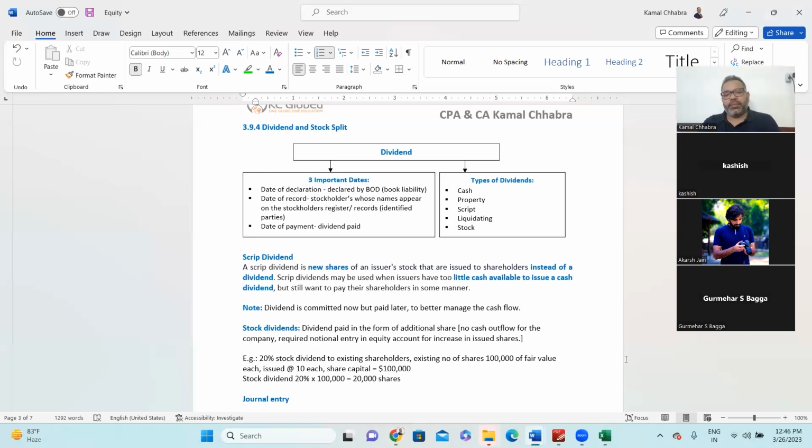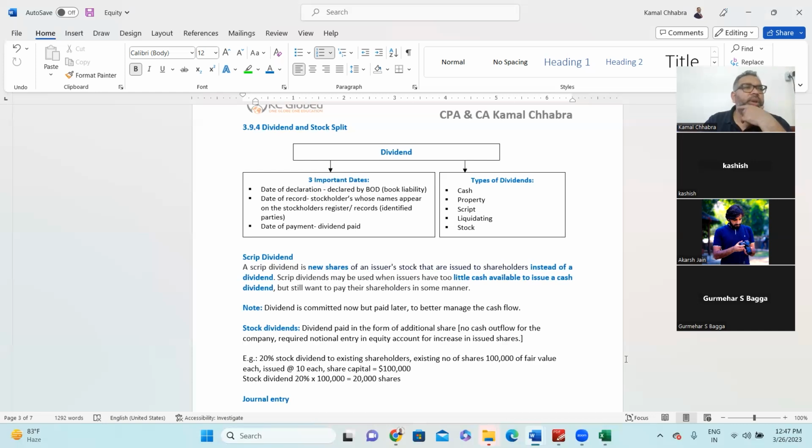Stock dividend means, do you remember stock dividend? I think we have covered it somewhere earlier, or not yet. Bonus shares are separate from the stock dividend. In a stock dividend, the company issues stock like a dividend, instead of paying cash.